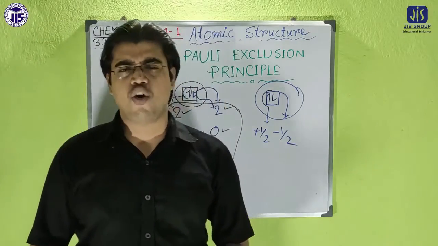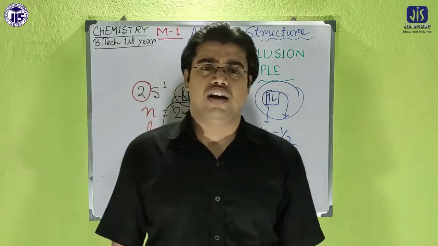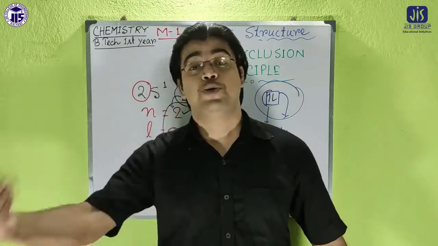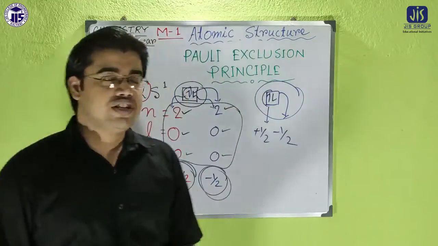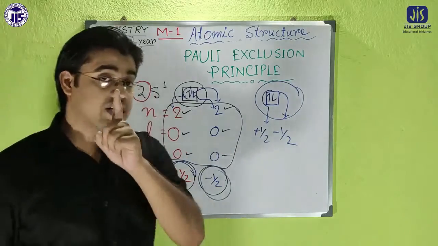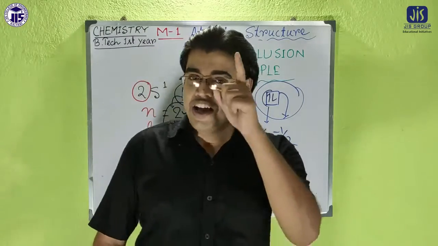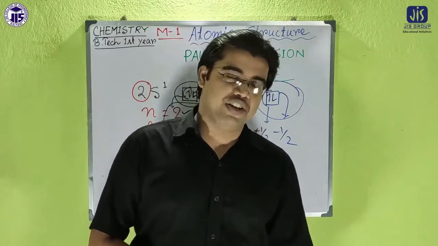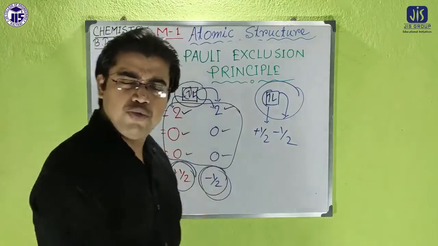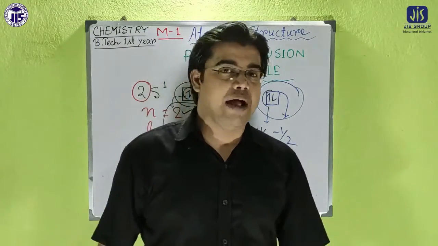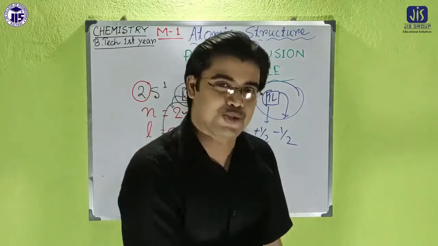One orbital cannot carry beyond 2 electrons. Okay, so this is the Pauli Exclusion Principle, and that concept is very important for the ground state electronic configuration. Now we'll move to the next concept, and that is Hund's rule.